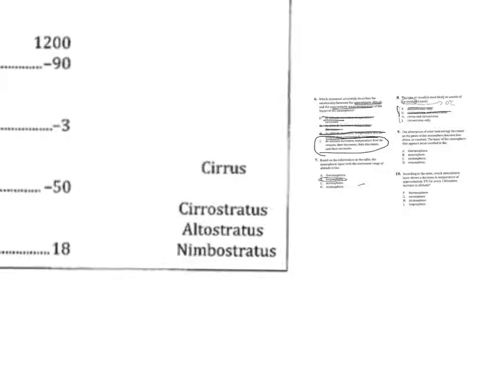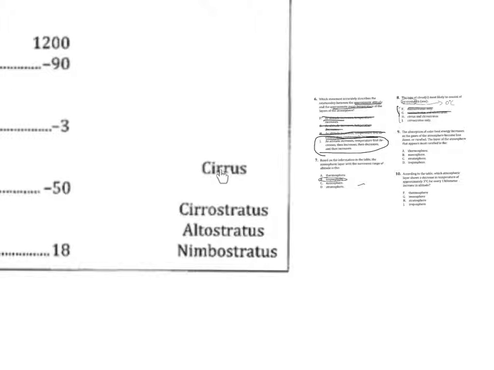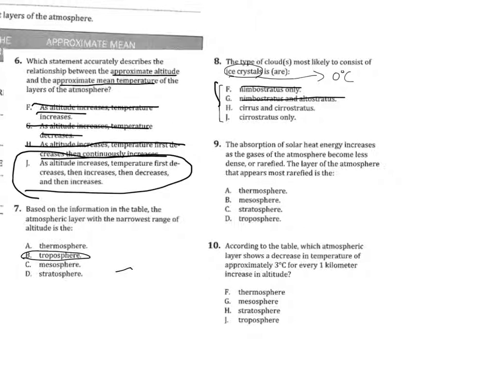But if I look at this, cirrostratus is in the negative range, and so is cirrus. So it's going to be both cirrus and cirrostratus. So the right answer is going to be H and not J.